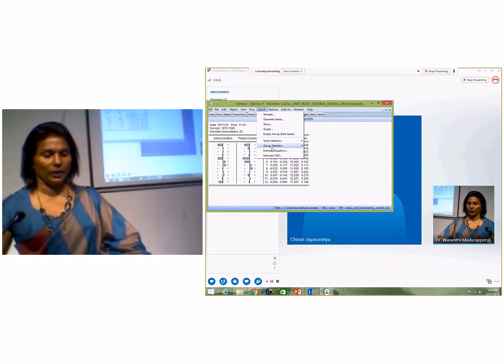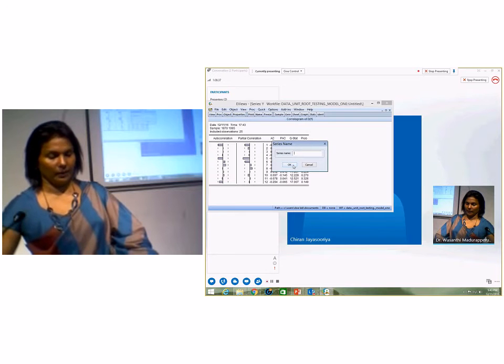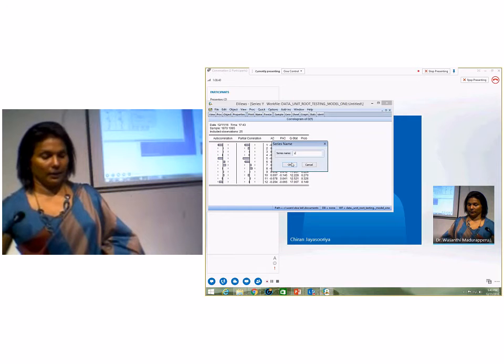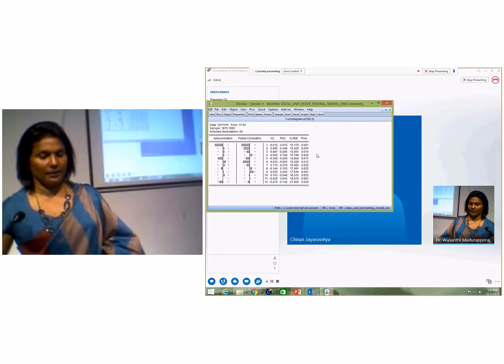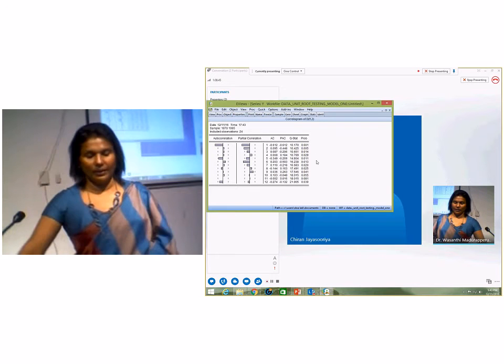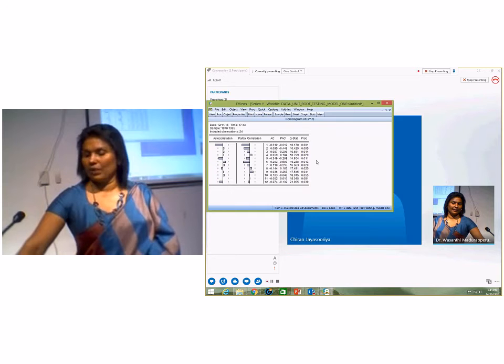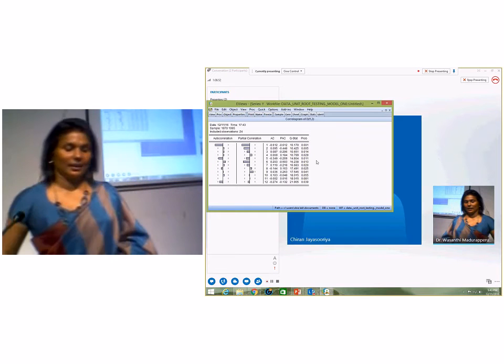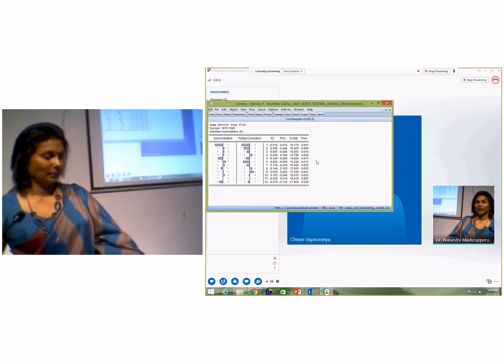Also go to Quick, Correlogram. The variable is y, and second difference. It is also less than 5%. The second difference is okay.